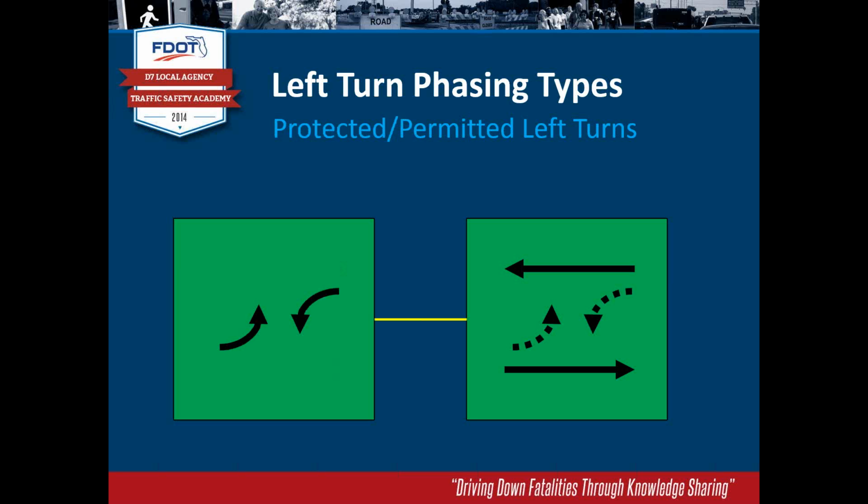Protected permitted is where you will have a green arrow phase where you are protected. No other movements will be conflicting with you, so you can proceed with the expectation you're not going to have a conflict. You do always need to use caution.